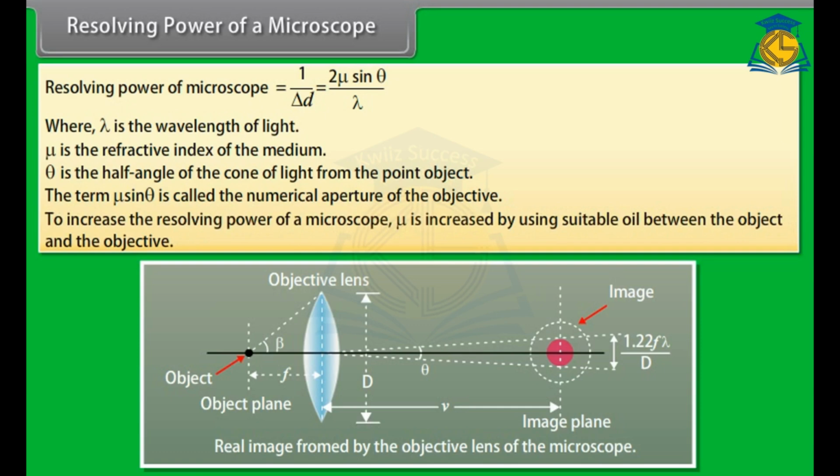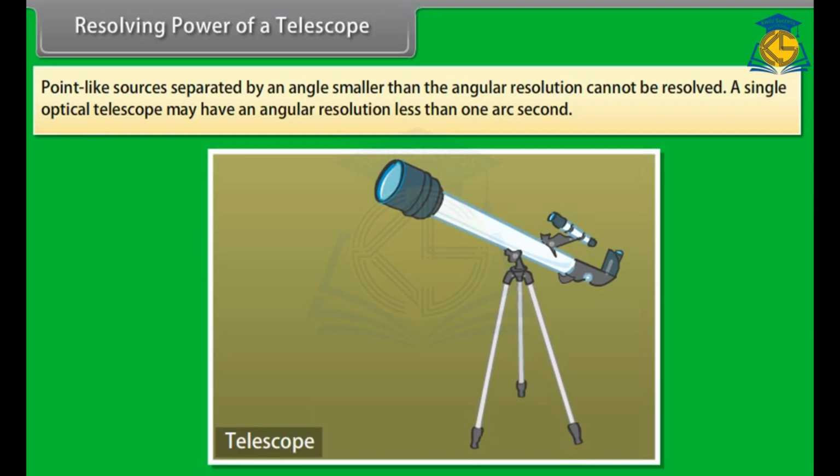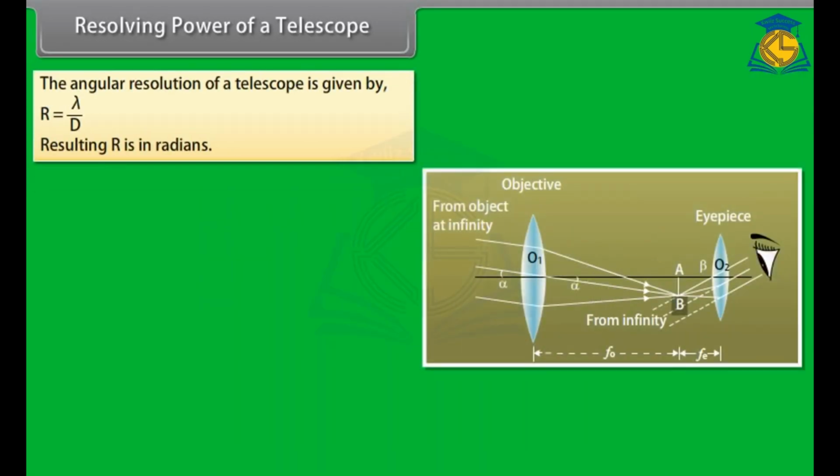To increase the resolving power of a microscope, mu is increased by using suitable oil between the object and the objective. Resolving power of a telescope. Point-like sources separated by an angle smaller than the angular resolution cannot be resolved. A single optical telescope may have an angular resolution less than 1 arc second. The angular resolution of a telescope is given by R equals lambda divided by D, where lambda is the wavelength of the observed radiation and D is the diameter of the telescope's objective. The resulting R is in radians.